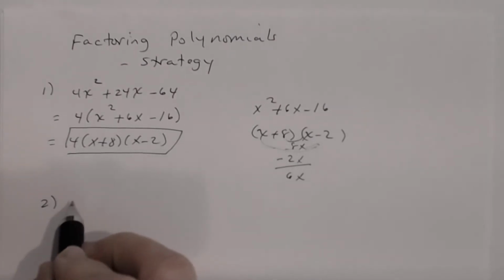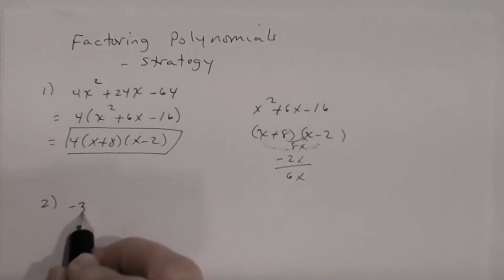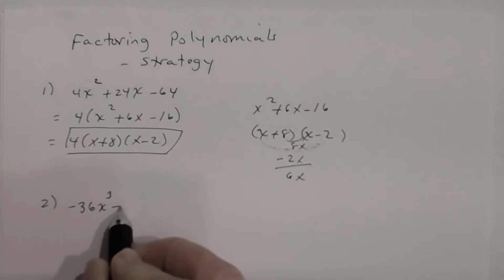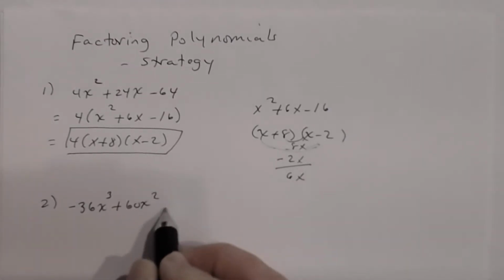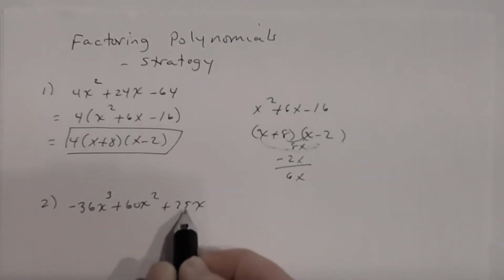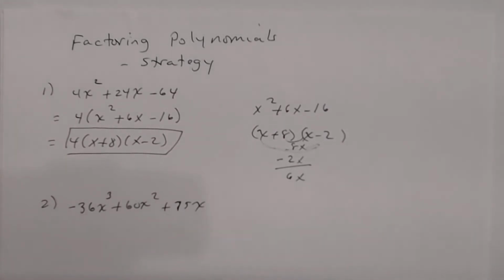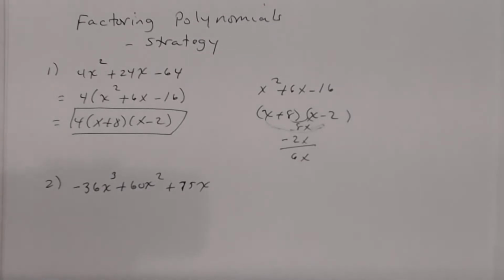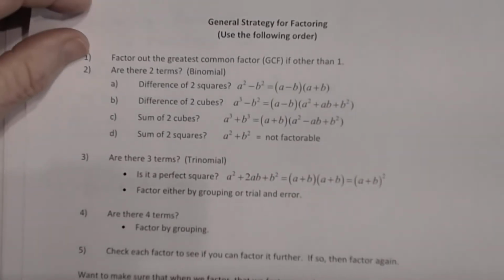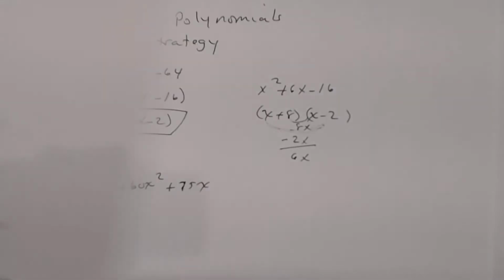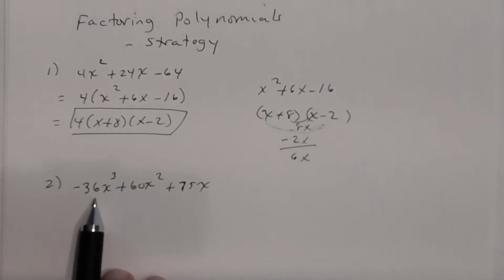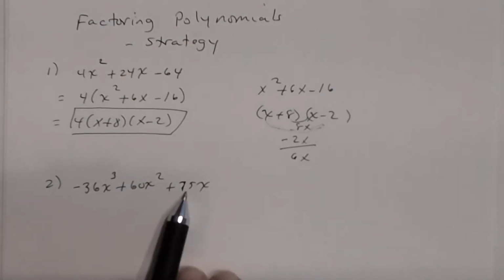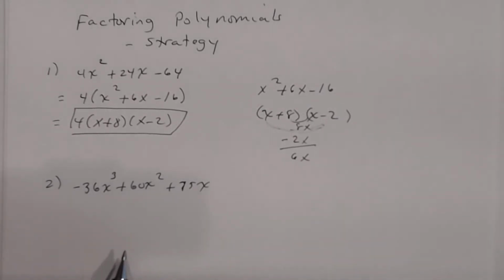Number 2, let's suppose we had negative 36x cubed plus 60x squared plus 75x. All right, so that's 75x. And so again, you want to go through these steps. The first thing you should always do is look for GCF. So if you look at number 2, and remember it's in standard form, it's in descending order, so always look for that as well. Sometimes it does help. It helps quite a bit if it's in descending order.